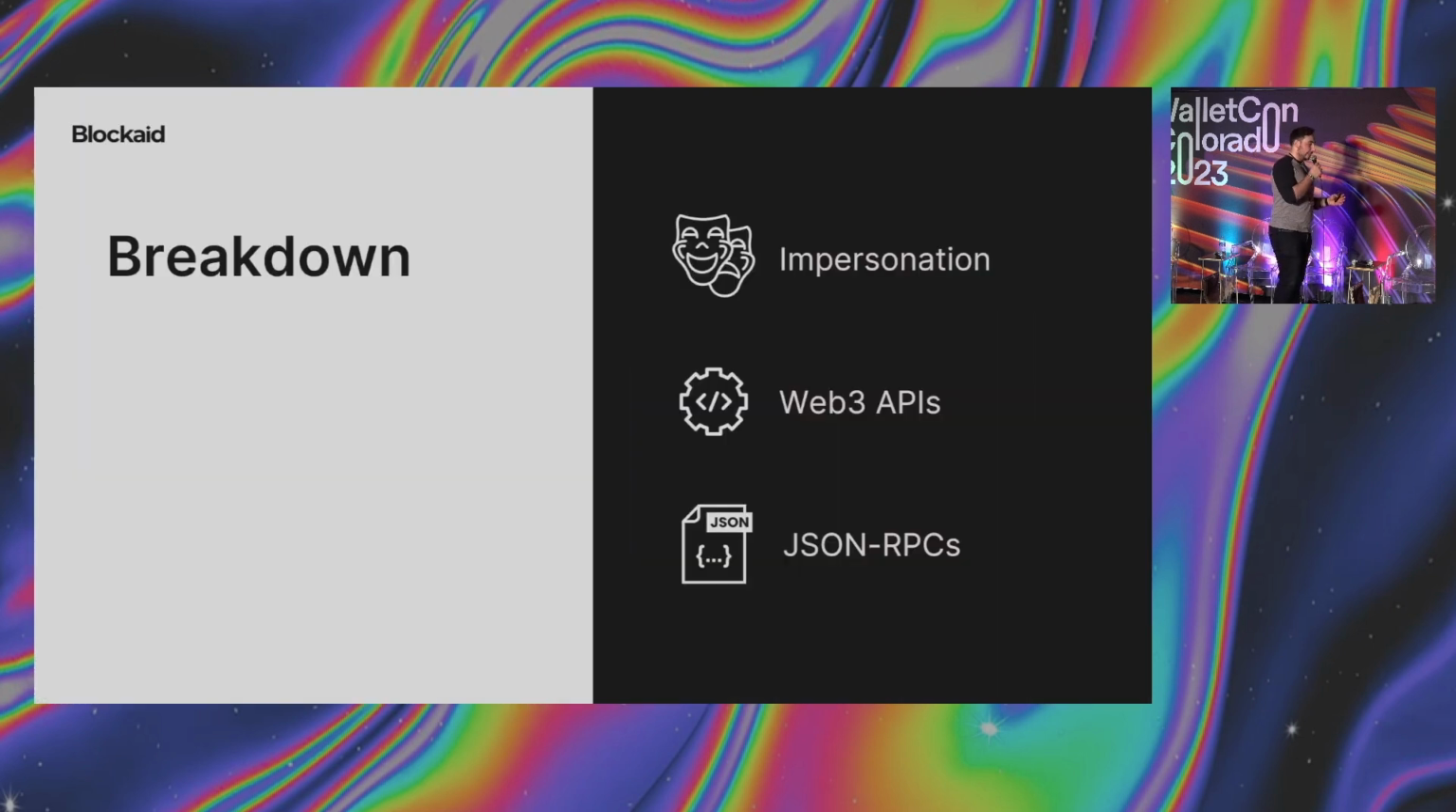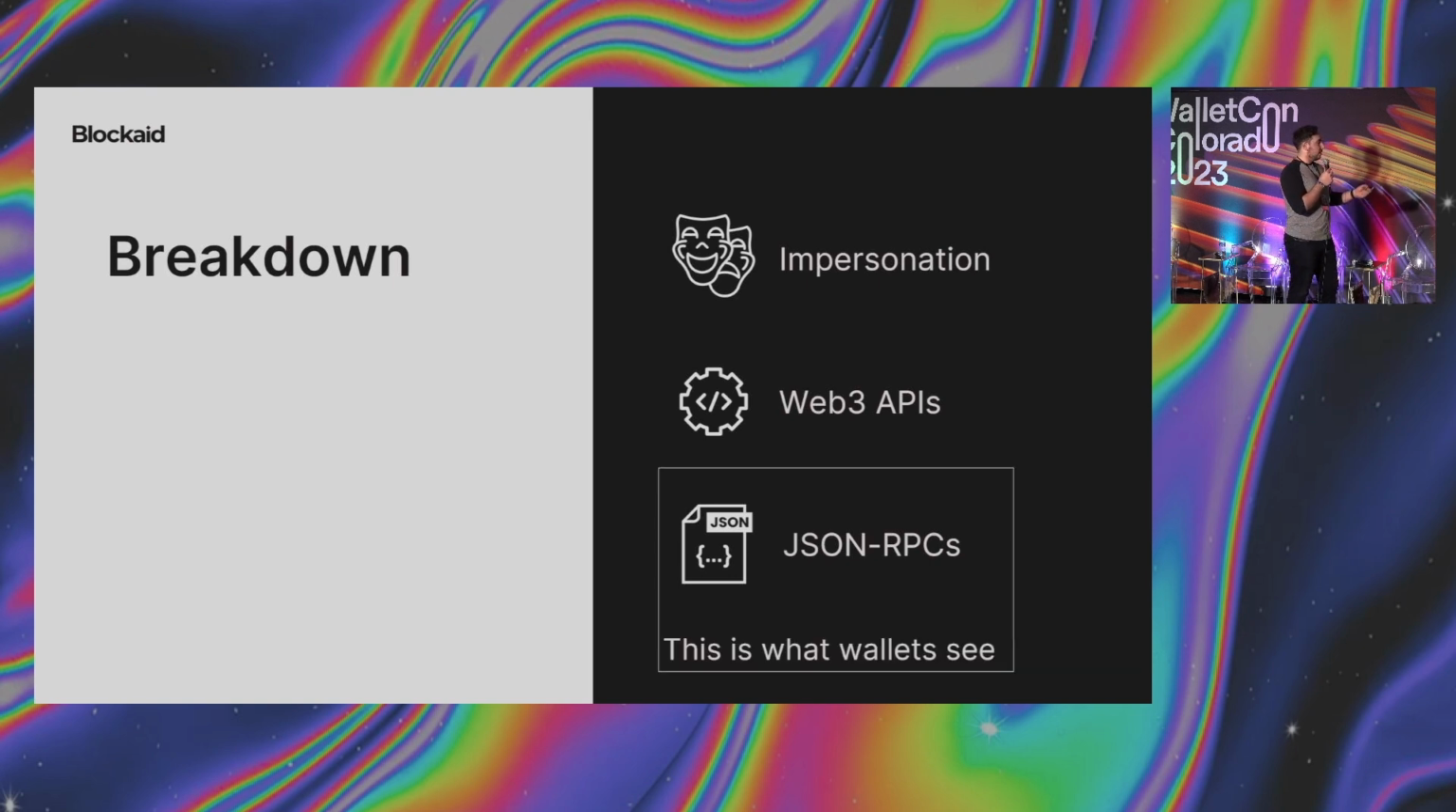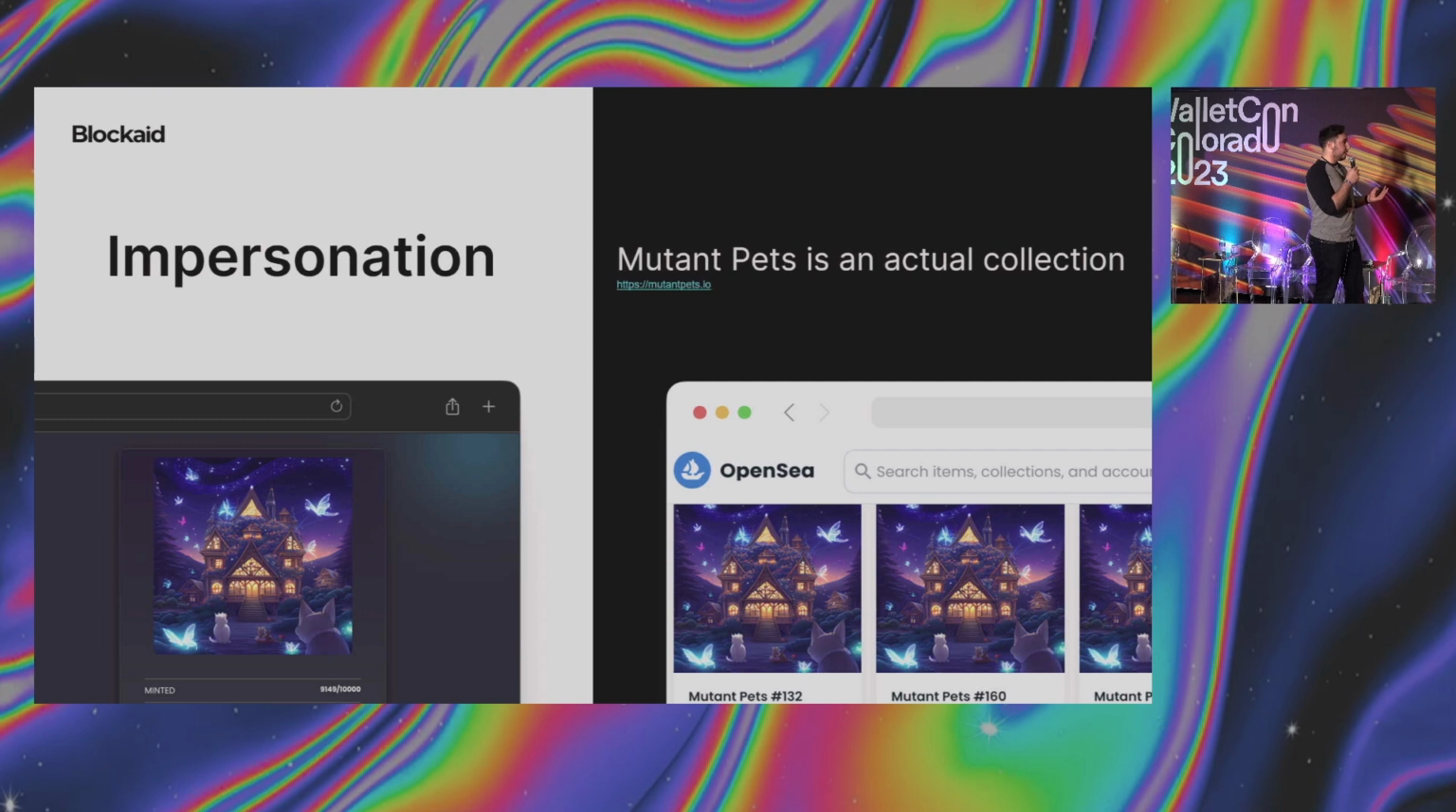So let's break down a malicious dapp. Let's see exactly what it does and how it does this. And of course, focus on the JSON RPC. This is the interface between the dapp and the actual wallet. So first of all, impersonation, a regular thing for phishing sites, not just in Web3. You want to get these eyeballs, and you want the users to think that this is an original site. So this site, Mutant Paths, you can see it is an actual collection listed in OpenSea and everything, and then the impersonating site looks very similar.